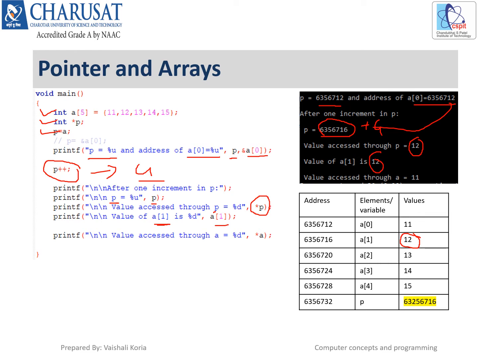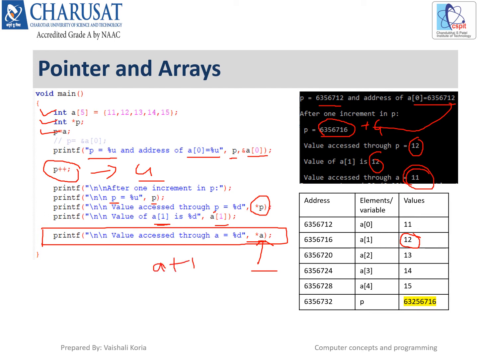But here in this statement, we have incremented p. But when you are printing the value of star a, as we had discussed, a always contains the address of the first element. It is a constant pointer. So star a will always give you the value of the first element, 11. You cannot perform a plus plus or any kind of statement that changes the value of a.